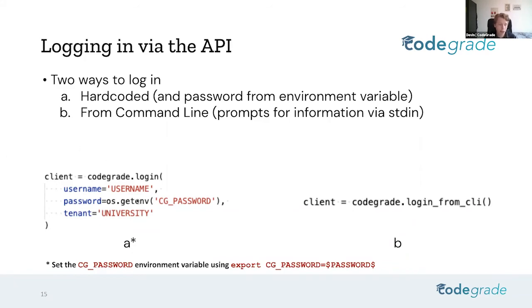So if you're using the hard-coded way, it's a good idea to not hard-code your password in your code and have it there as plain text. So for that, what you can use is an environment variable, which in this case we called CG_PASSWORD. And you can set the CG_PASSWORD environment variable by using this command. So it's export CG_PASSWORD equals your password. And if you do that, then you can simply run this and it will take the password from the environment variable. Of course, what you can even do is have your username and your tenant also in environment variables, which means that you don't have to hard code them at all in your code. So that's up to you.